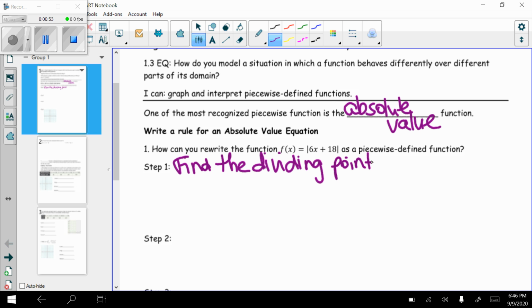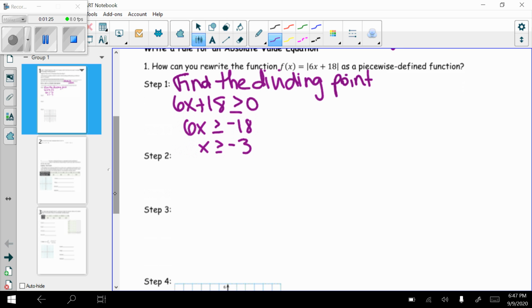In order to do that, we simply take what's inside the absolute value, the 6x plus 18. We know that absolute value always comes out positive, so we say 6x plus 18 has to be greater than or equal to 0. Now we simply want to solve this for x. Move our 18 over, so we get 6x greater than or equal to negative 18. Divide by 6, x is greater than or equal to negative 3. So that's our dividing point, where x is basically negative 3.